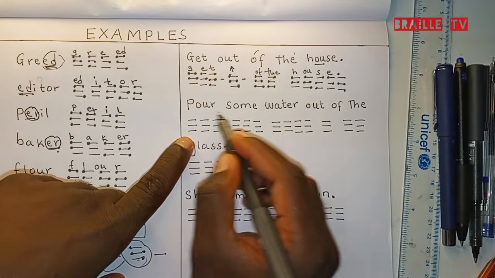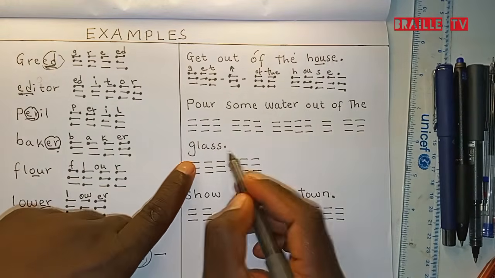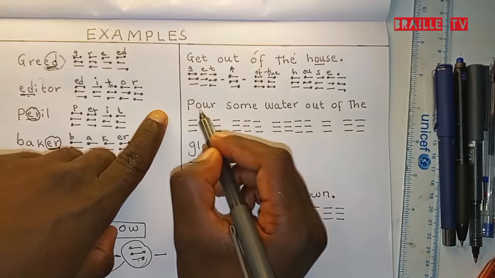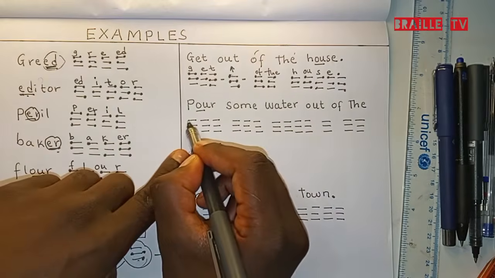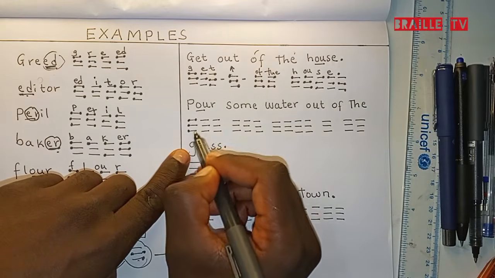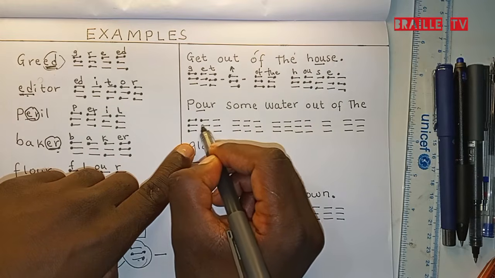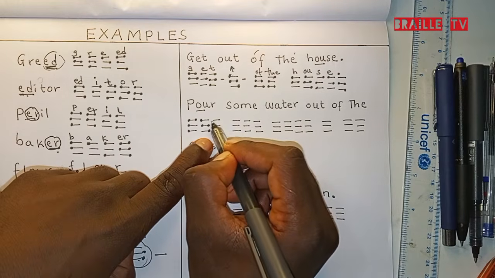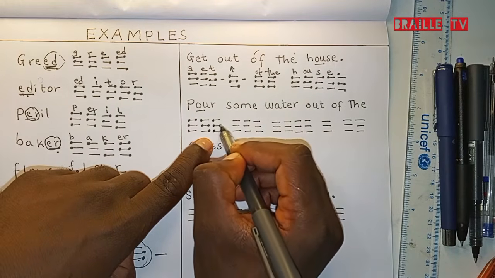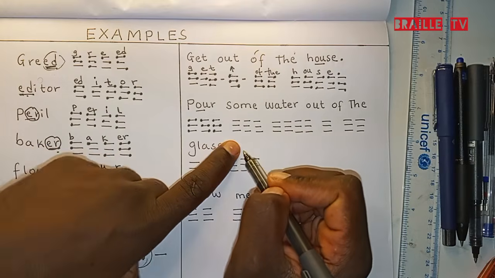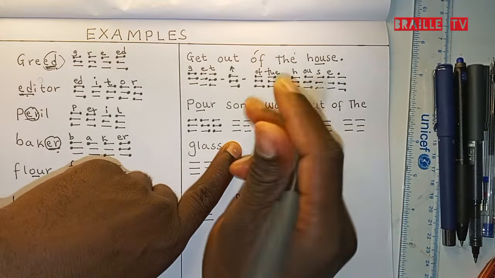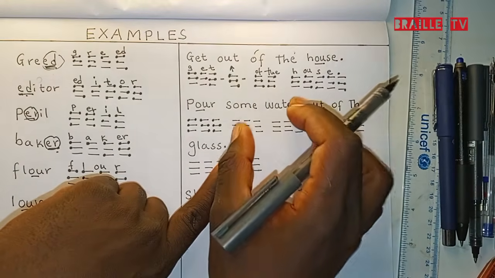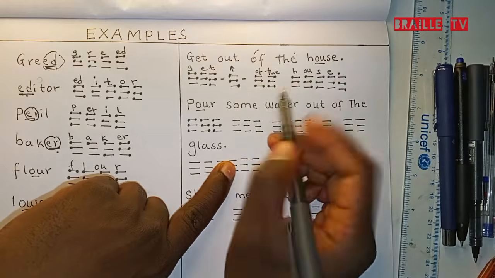Then we have the sentence "Pour some water out of the glass." Now we are going to contract OU in the first word. So we write P, as simple as that. Then you contract OU, which I told you is H plus dot 6. And then we spell out R, and R is written like that. Then "some": the word "some" has a contraction, but we are not going to contract it right now, until we get to the advanced English Braille, when we will contract the word "some".